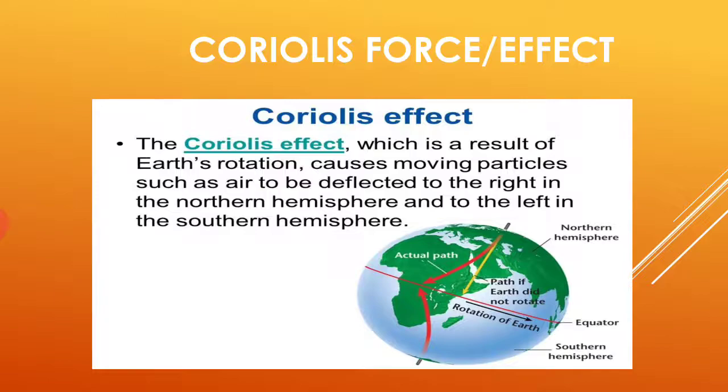So, in the pressure and surface wind, there is a word Coriolis force. So, what is Coriolis force? Coriolis force, that means Coriolis effect, which is a result of Earth's rotation, causes moving particles such as air to be deflected to the right in the northern hemisphere and to the left in the southern hemisphere.